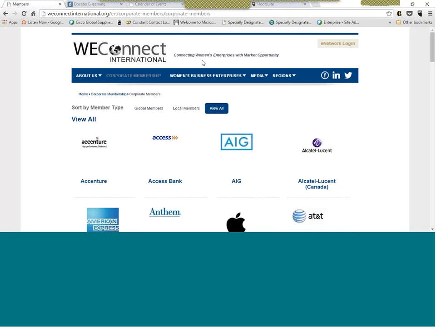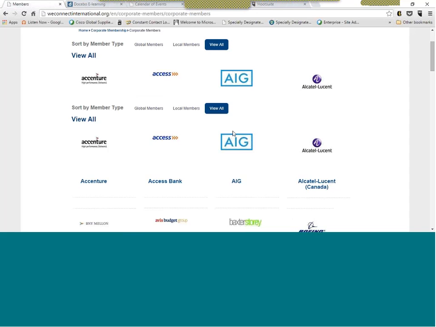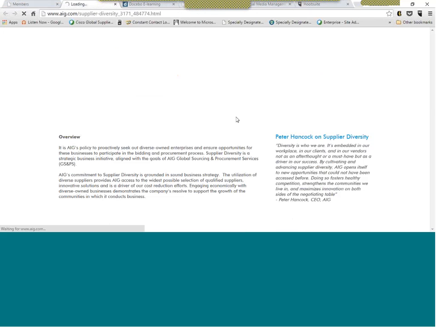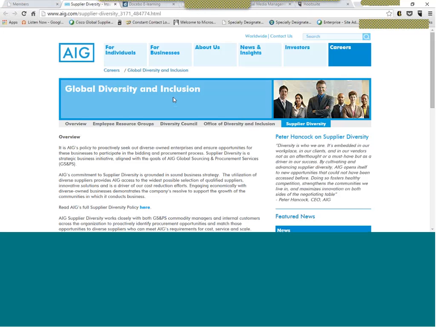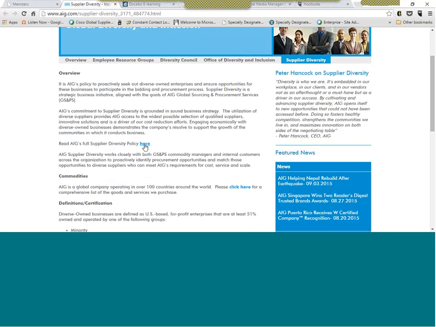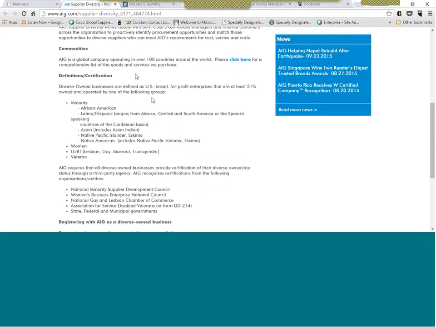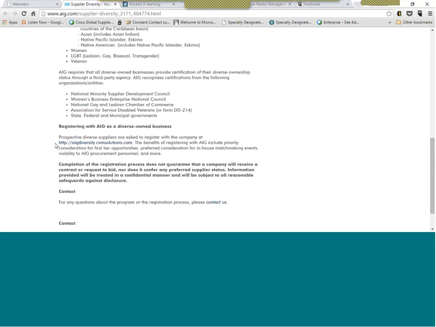So here you see the list of our corporate members. You can view global members, local members, view all, and you can click on their websites. You can see when you click on AIG, it takes you to their supplier diversity website. You can find out their supplier diversity policy, their commodities. You can find a list of the goods and services they purchase, what they mean when they classify diverse-owned companies, and how to register with AIG as a diverse-owned business.